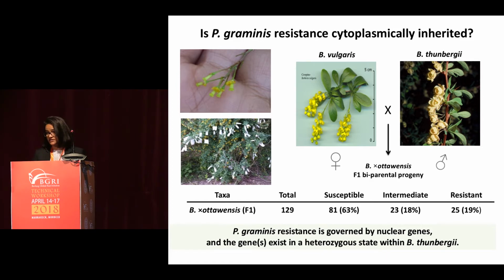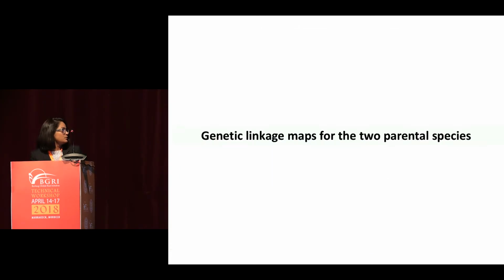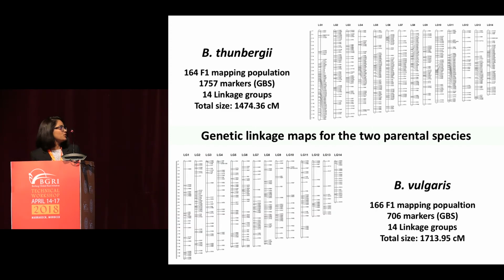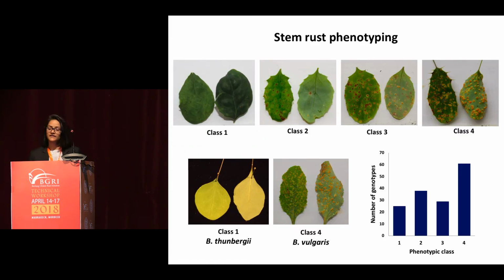But this was good news for us. If the inheritance is nuclear, then we should be able to use this mapping population to do the QTL analysis. So we increased the population size, and in order to do the QTL, we created the linkage map for both the parental species. And at this point, we have a very decent looking linkage map for both species, and we have 14 linkage groups corresponding to 14 chromosomes in both species. And then we did the stem rust phenotyping, and for phenotyping, we developed 4 classes.